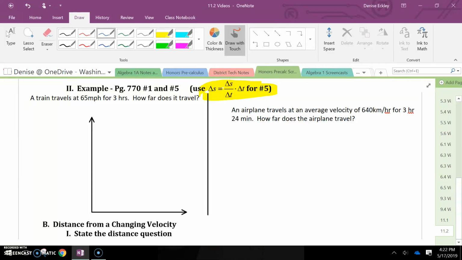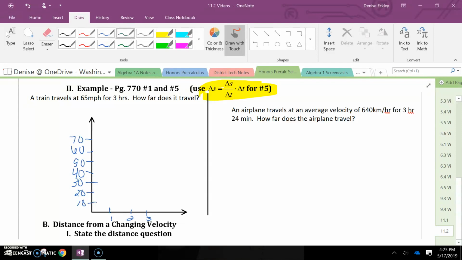Okay, so for number 1, a train travels at 65 miles an hour for 3 hours. How far does it travel? So what you want to do is set up a graph for this, and it just has to be a nice sketch. So I'm going to count by tens here: 10, 20, 30, 40, 50, 60, and 70. And it's traveling for 3 hours. So 1 hour, 2 hours, 3 hours.